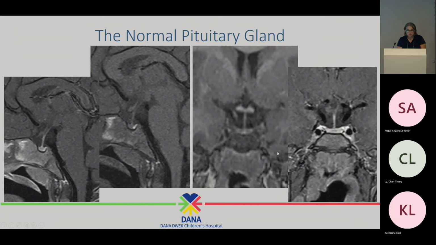On the coronal plane, we want to look at a normally situated and built optic chiasm. We want to see the stalk in midline with no displacement. And we also assess for the symmetric appearance of the cavernous sinuses. We see here a flow void in the cavernous segment of the ICA.